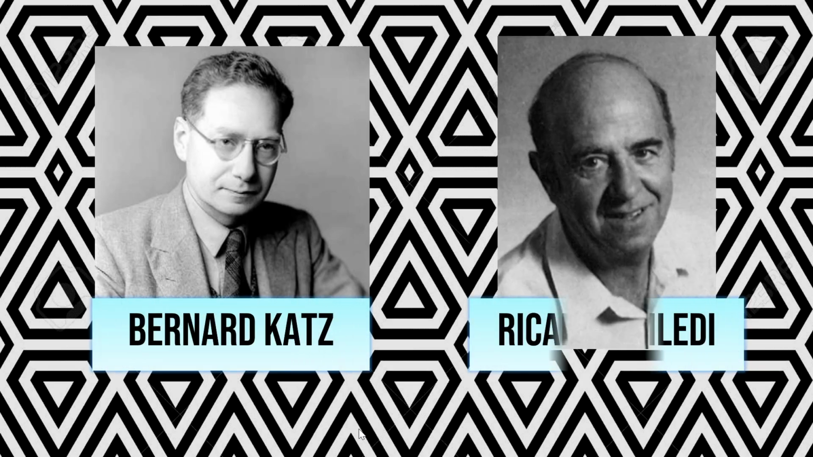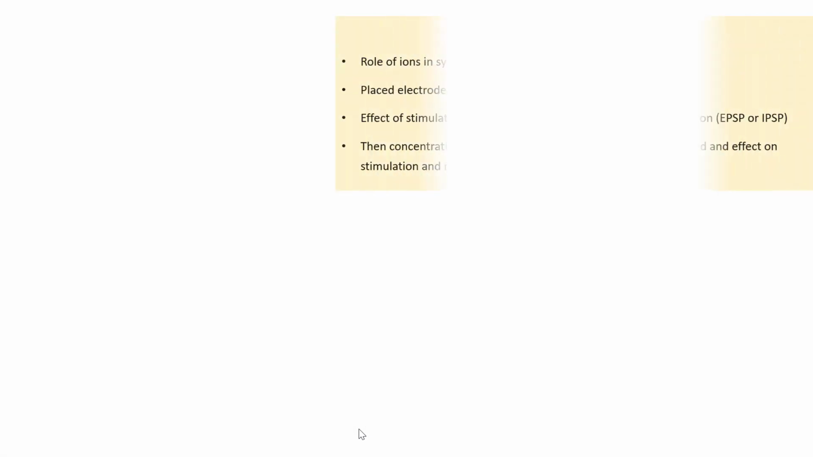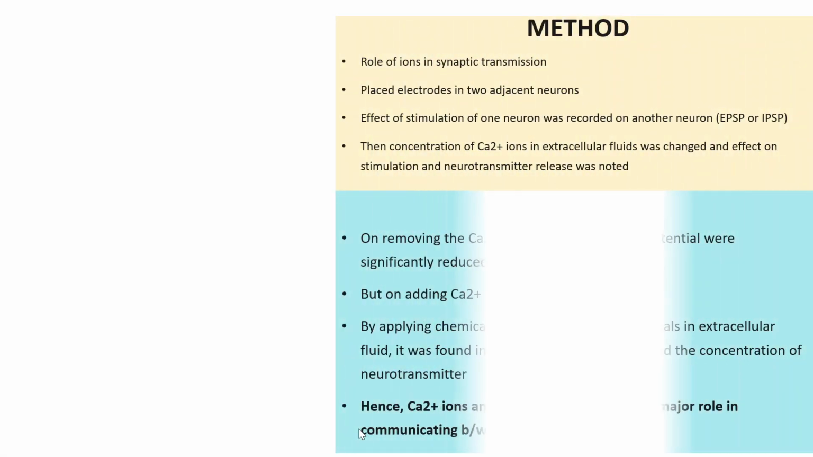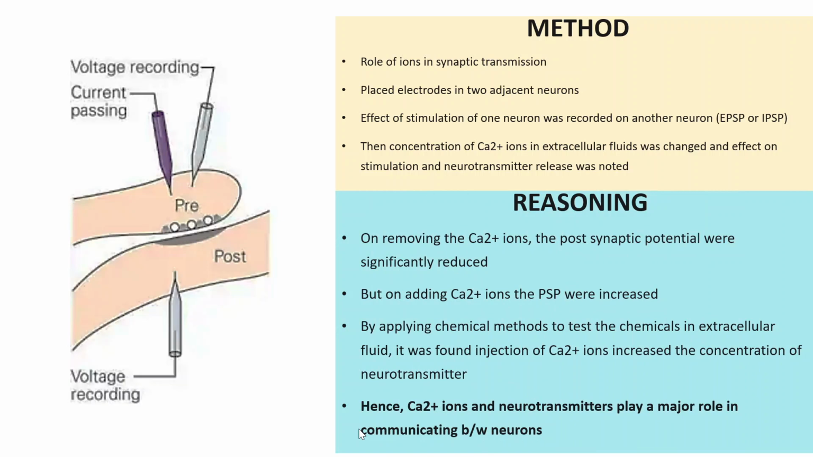Now we come to our next scientists, Bernard Katz and Ricardo Miledi. And what did they discover? Okay, so they found out the role of ions in synaptic transmission. That there was a role of ions. Earlier we knew that this is a synapse, and that's how chemicals are transmitted, and the structure of the synapse. Now there is one more experiment on ions, ionic movement across the synaptic gap.